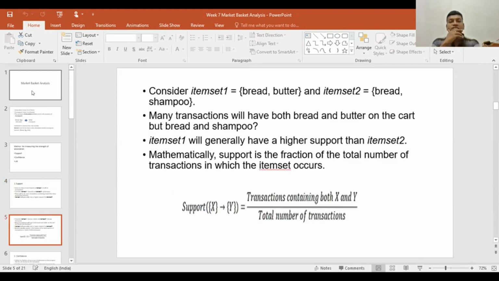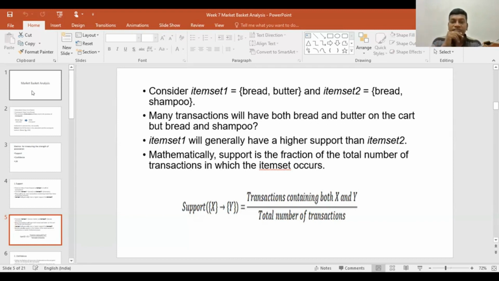Now, suppose we have another item set. If it's bread and butter, and the second item set is bread and shampoo, we can be sure that bread and butter would get consumed quite frequently, and therefore the probability that bread and butter would have a higher support than bread and shampoo. So many transactions will have both bread and butter, but maybe not bread and shampoo. They're not thought of together when you purchase, right? So item set 1 will generally have a higher support than item set 2.